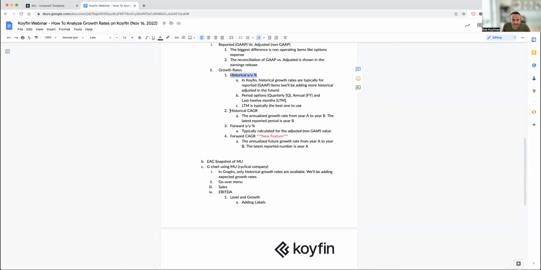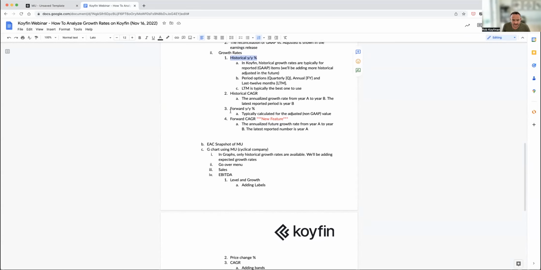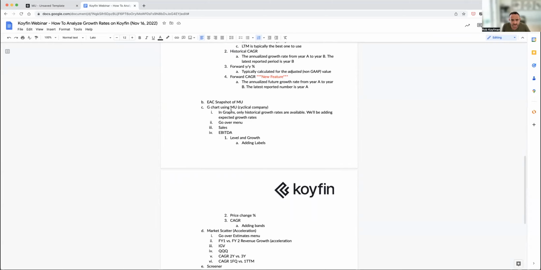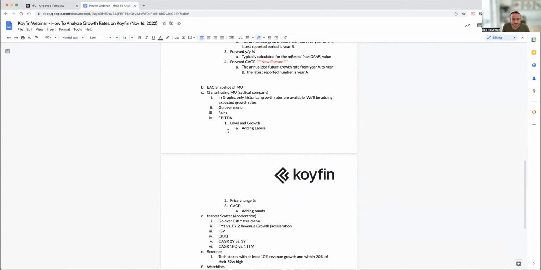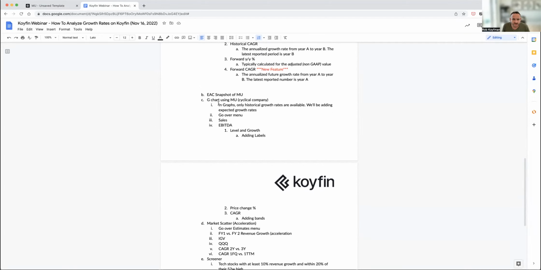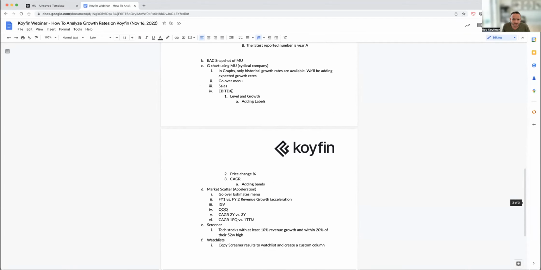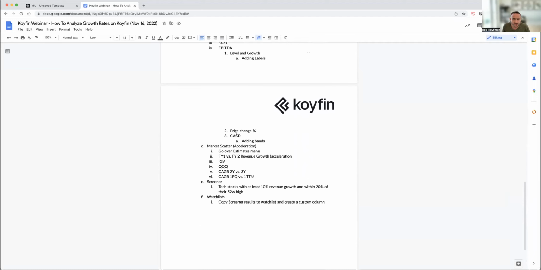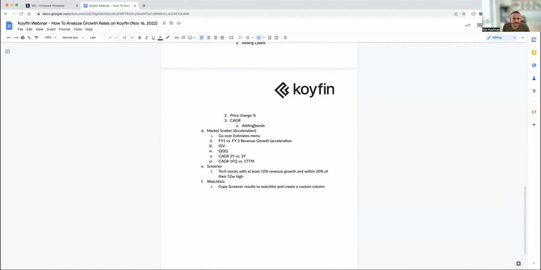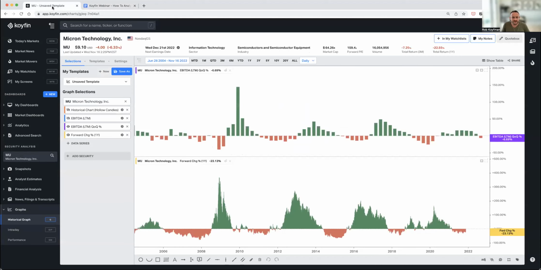So let me go through here and make sure that I'm hitting all the points that I wanted to hit on this outline. So we talked about the chart. We talked about the menu, the sales, the EBITDA, the labels, the price change, the CAGR, the adding of the bands. Cool. I think we hit everything in the graph.